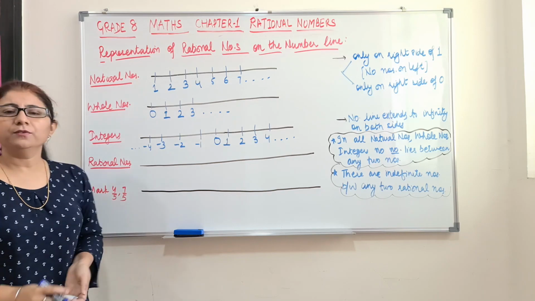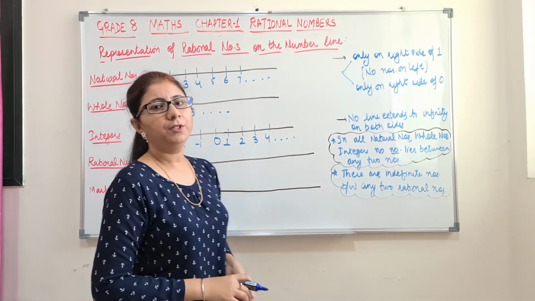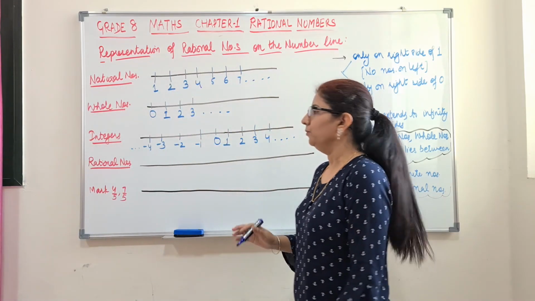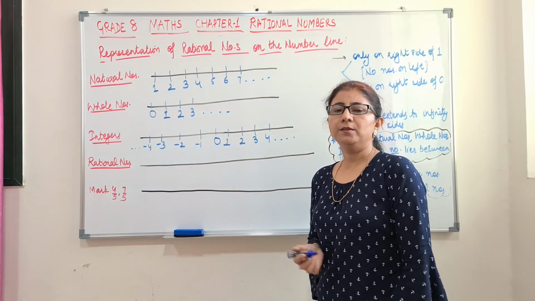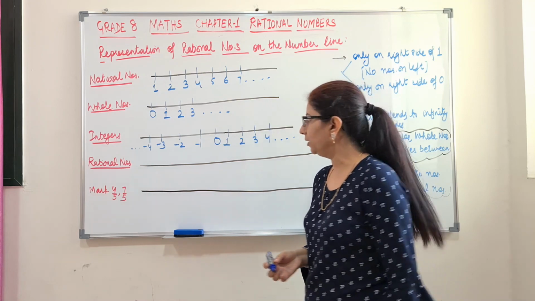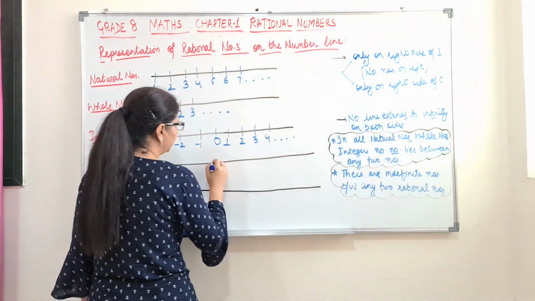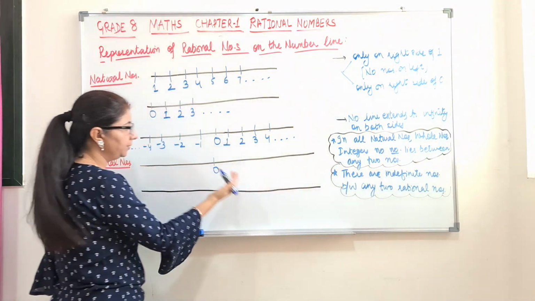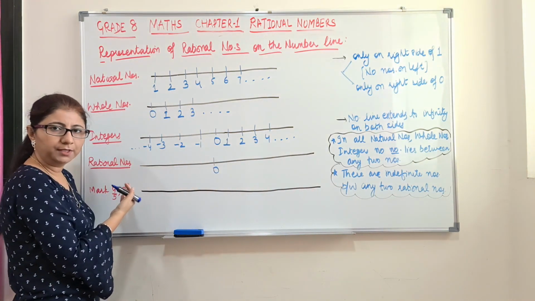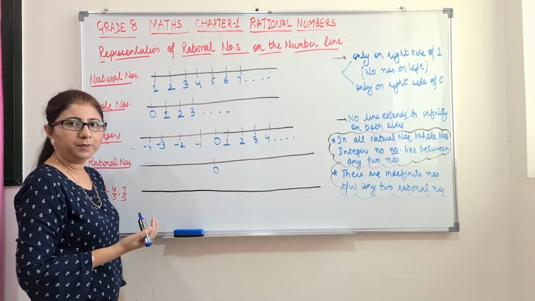Now comes our rational numbers. For rational numbers, when we are using number line, we can have both positive as well as negative numbers, and these numbers should be of the form of p by q. So here again we will write 0. On this side we will have positive rational numbers. On this side we will have negative rational numbers. But how to mark them?